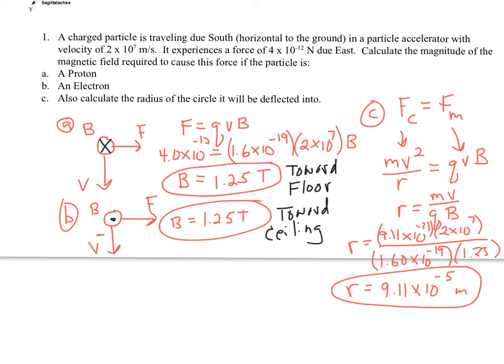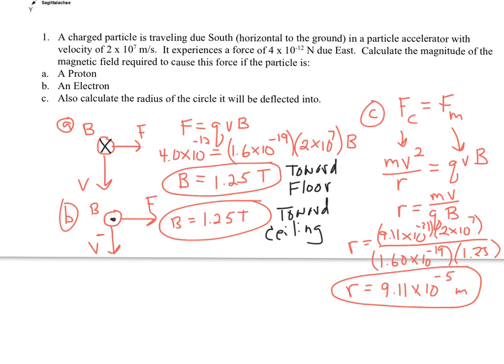So I just plugged the numbers in. I knew the mass of the electron is 9.11 times 10 to the negative 31st kilograms. You want that in kilograms. And the velocity was given, 2 times 10 to the 7th. Once again, you need to know the charge of the electron and the magnetic field. I guess that's a strong magnetic field that results in a pretty small radius.